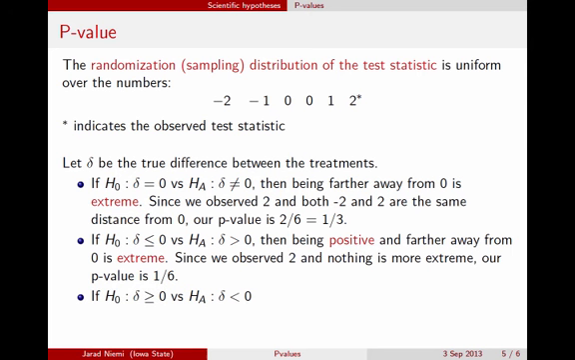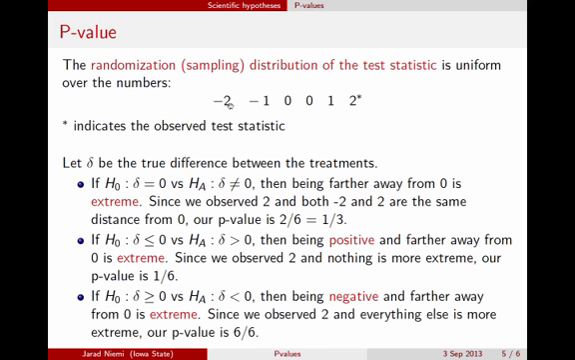The opposite scenario is that we had a one-sided hypothesis, but we thought that delta was going to be less than 0. In this case, being extreme is being negative and farther away than 2. Well, everything is farther away than 2 toward the negative sign. So in this case, we observed a 2 and everything else is more extreme. So our p-value is 6/6, which is just 1.